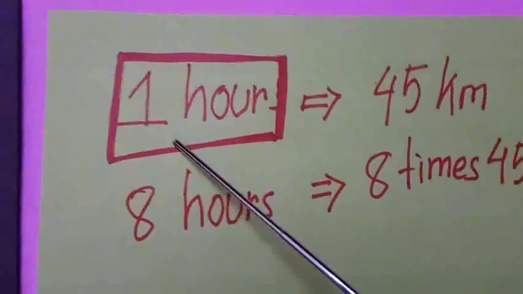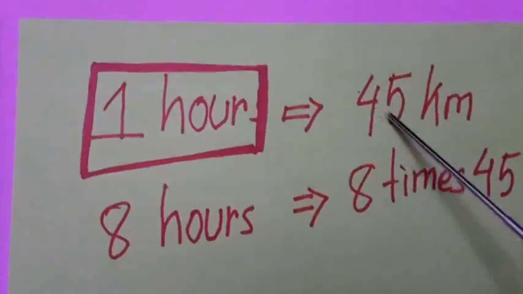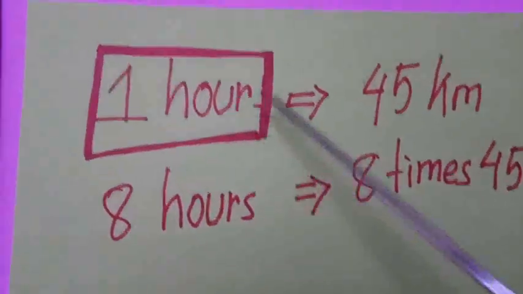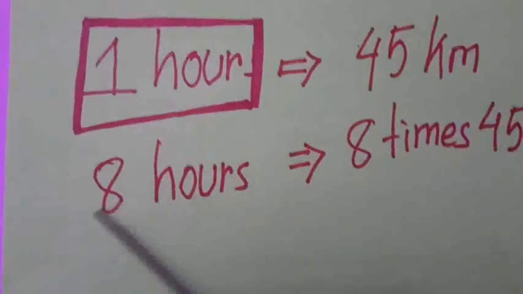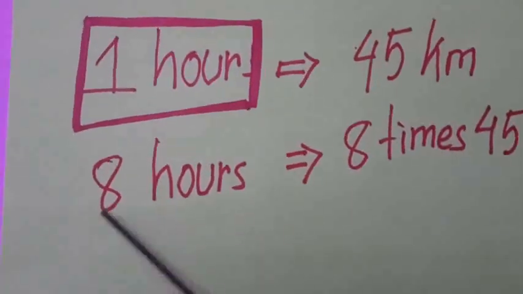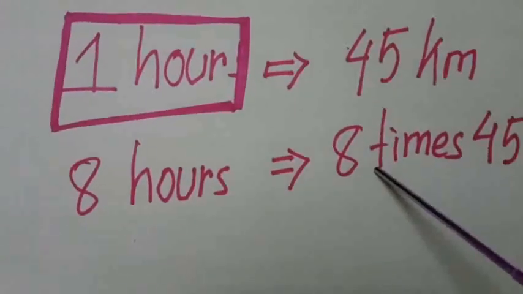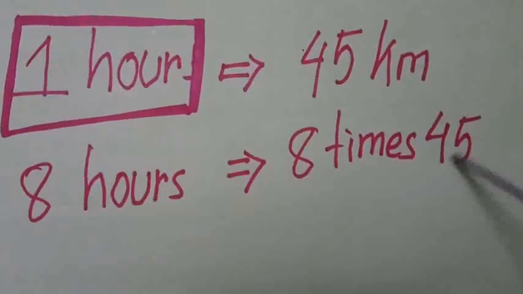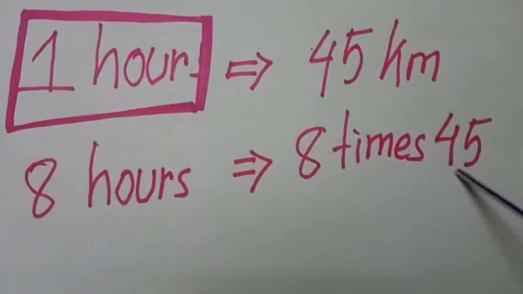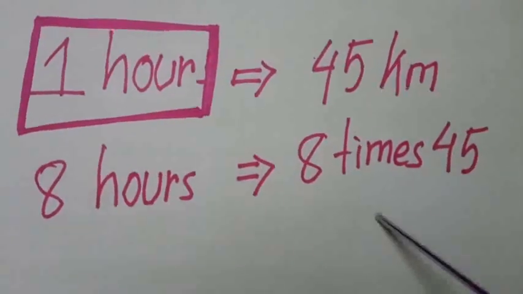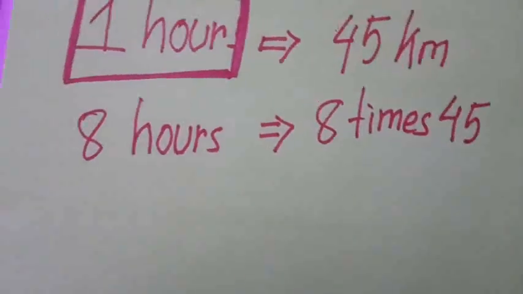Let's see the clues again. In 1 hour she goes 45 kilometers, and in 8 hours she will go 8 times 45. 8 times 45 means 45 multiplied by 8.